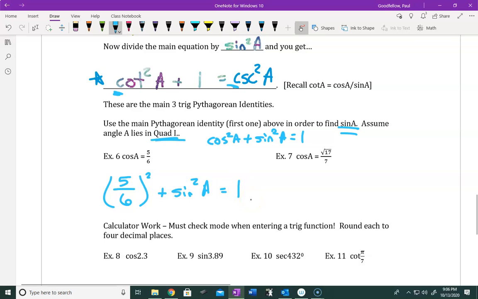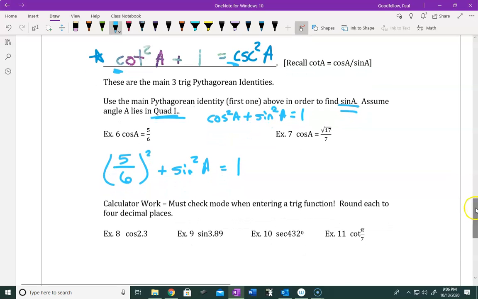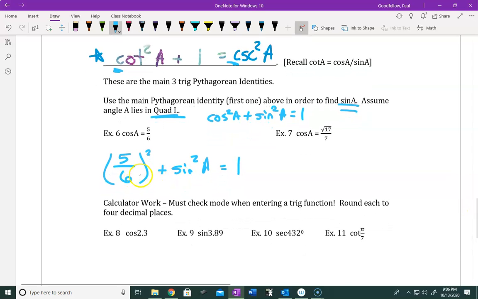Now, do you see all I've done is actually plug the value in? All I'm going to do now is a little algebra on this. This is 25/36, and this is 36/36. I'm just writing another name for 1. And could I subtract that over to the other side and ultimately result in sine squared of A is equal to 9/36. I just subtracted that one on the other side.